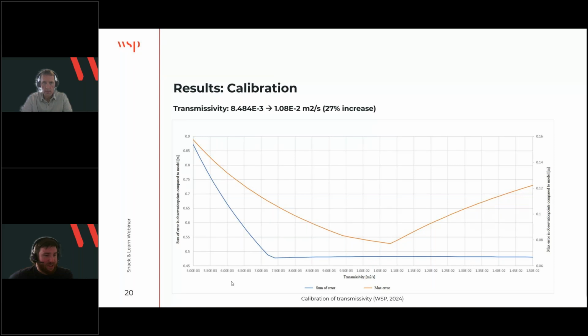So we can see when we change the transmissivity, we want the lowest sum of error, but also the lowest maximum error for the model. So we can see we actually had to change the transmissivity with a 20% increase. So when we integrated that into the model, then it could run again, and we could get some results.